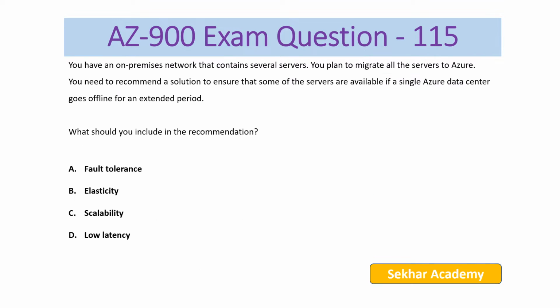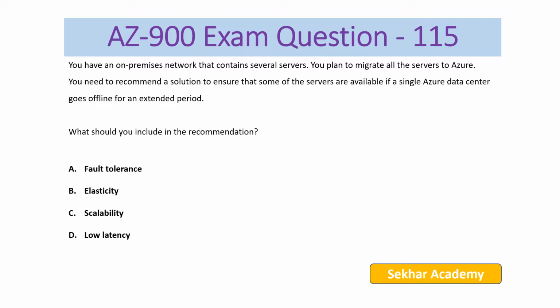AZ-900 exam question number 115. You have an on-premises network that contains several servers. You plan to migrate all the servers to Azure. You need to recommend a solution to ensure that some of the servers are available if a single Azure data center goes offline for an extended period. What should you include in the recommendation?